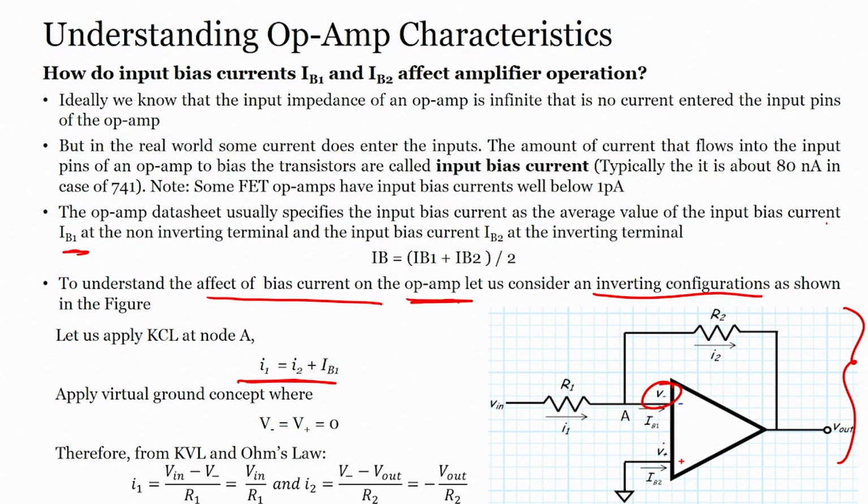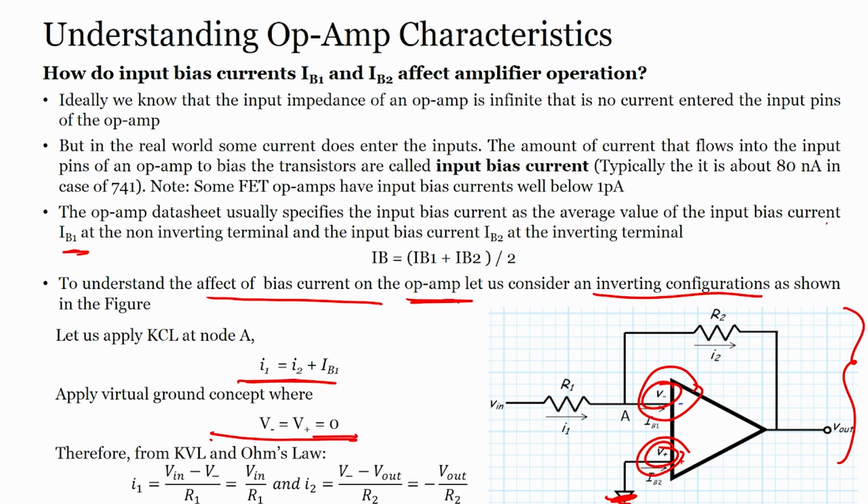I find that V minus equals V plus, because the non-inverting terminal is grounded. The voltage at the inverting terminal will be the same as the voltage at the non-inverting terminal, and since the non-inverting terminal is at ground potential, it has 0 voltage, so V minus will also be 0. That is, V minus equals V plus equals 0.